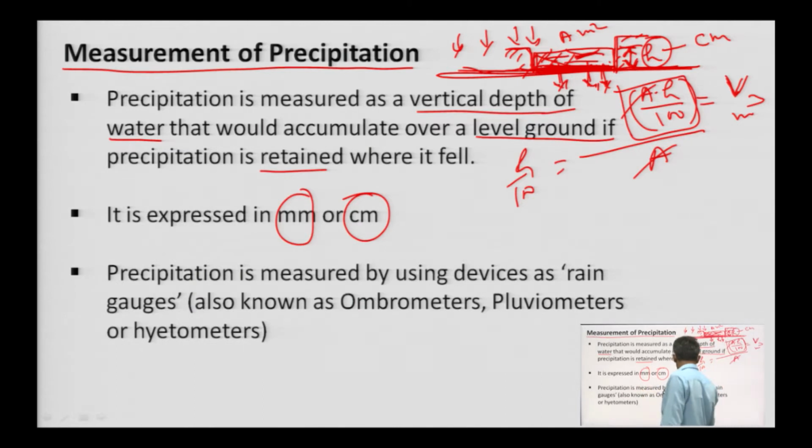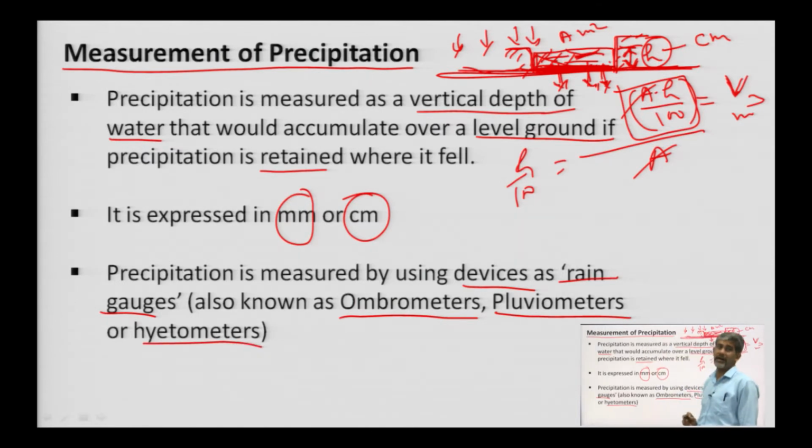Precipitation is measured by using a device, rain gauges. Rain gauges, I told you, are the container to retain the water, and that water should be free from any type of losses. These rain gauges are also known as ombrometers, pluviometers and hyetometers. These are the different names of the rain gauges that you have to remember, that are asked in different objective questions.